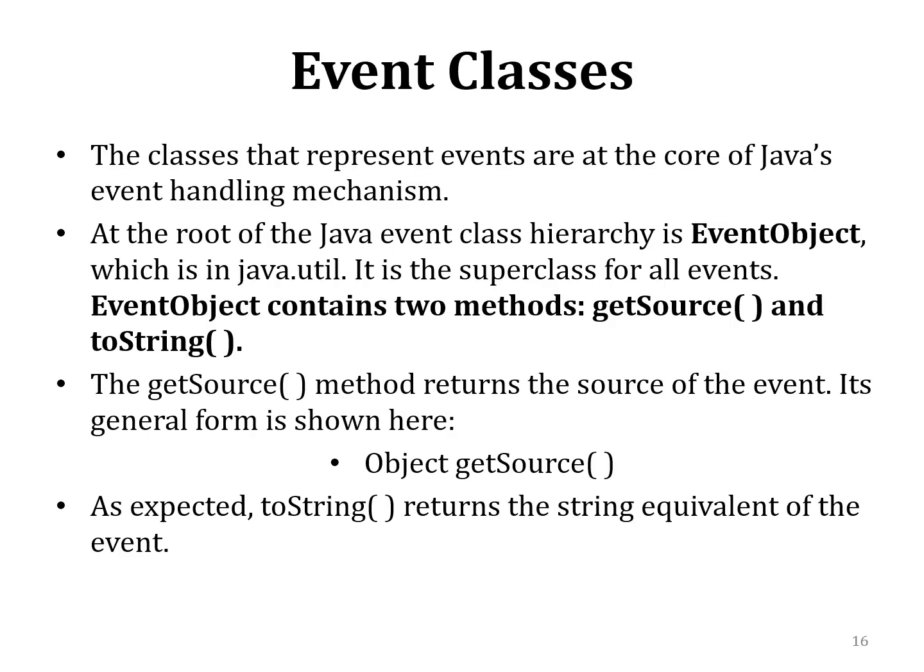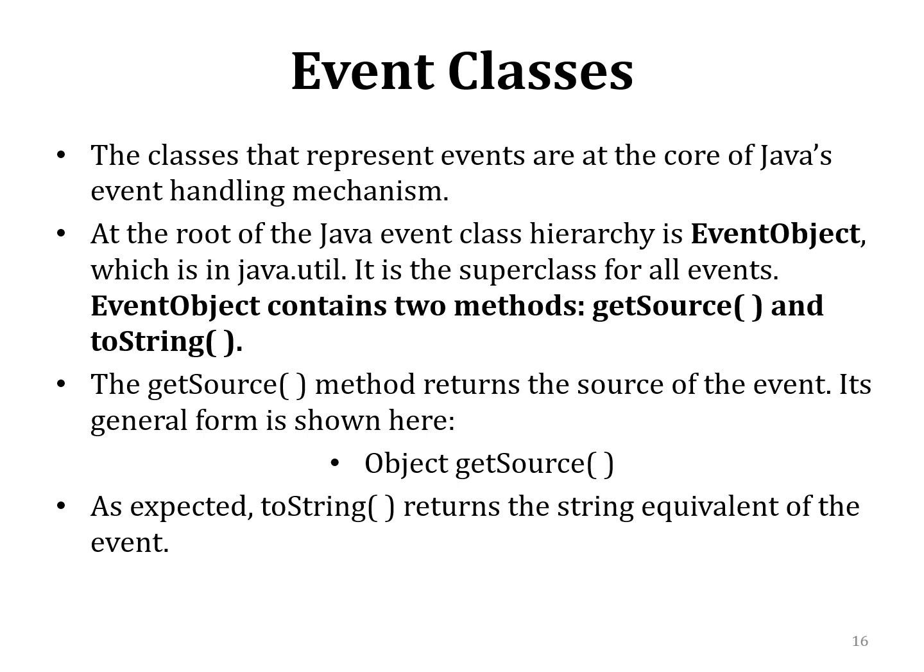The classes that represent events are the core in Java's event handling mechanism. It follows the hierarchy of event objects, which is generated through java.util. It is a superclass for all the events. You can say this event object contains two methods: one is getSource and one is toString.